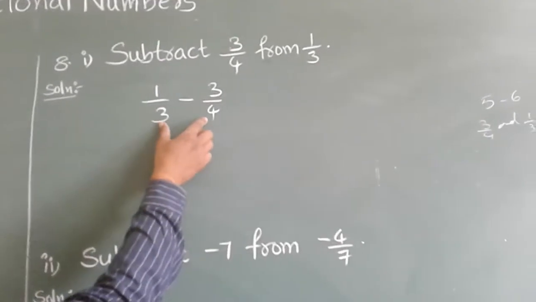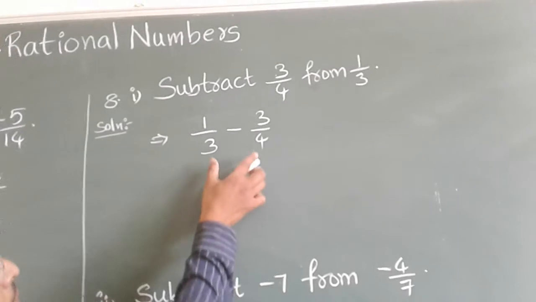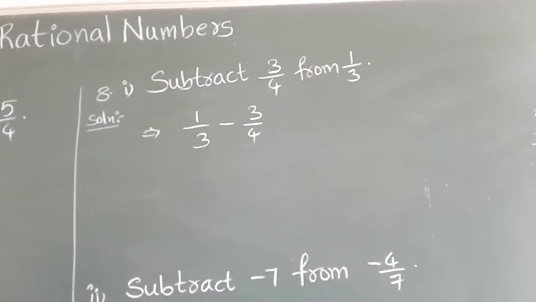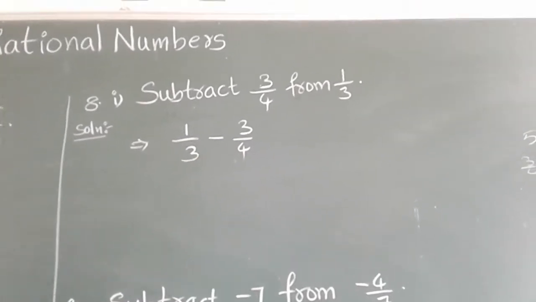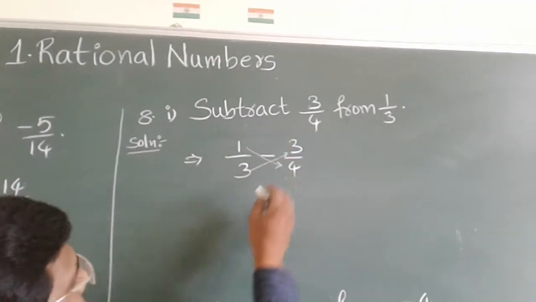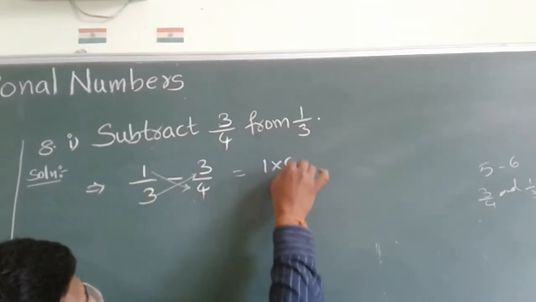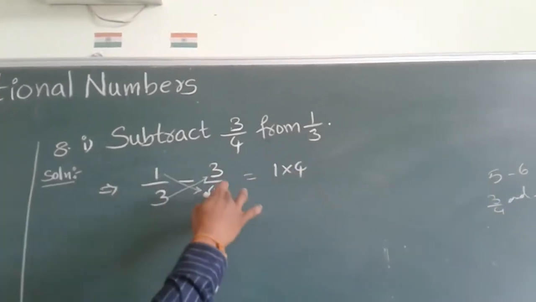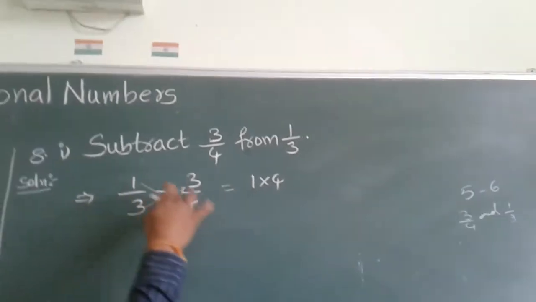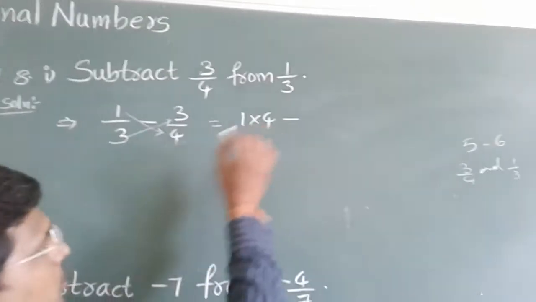If you observe, both the fractions are unlike fractions. Unlike fractions means both the denominators are different. So here we can't subtract directly. So we can go for the crisscross method. Here 1 into 4: 1 this numerator and the second denominator, 1 into 4. In the middle we have the sign minus, so put minus.